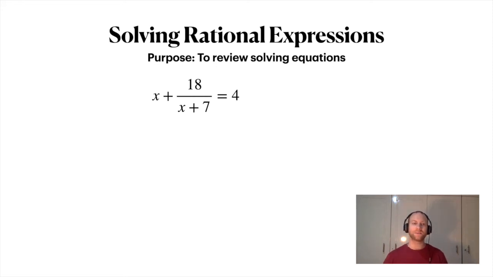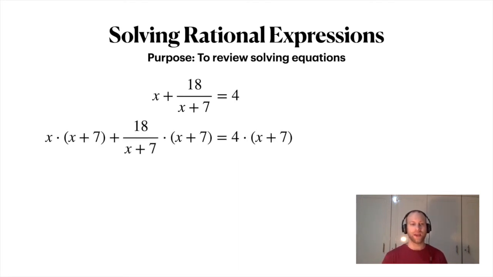So in order to get rid of x plus 7, I'm going to multiply every single term by x plus 7. So I take the x, times it by x plus 7. Take the fraction, times it by x plus 7. Take the 4 on the right, times it by x plus 7. This way, with the fraction, I can cancel out that x plus 7 and get the 18 left over. So expand all these brackets, we get this expression.